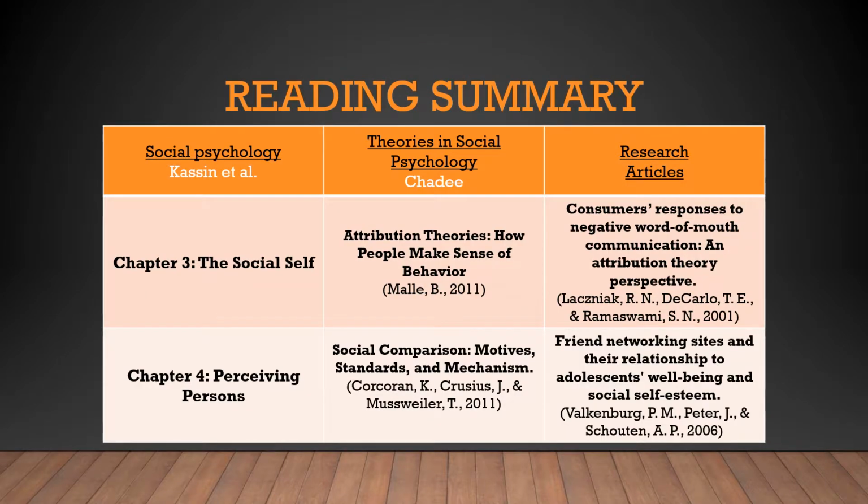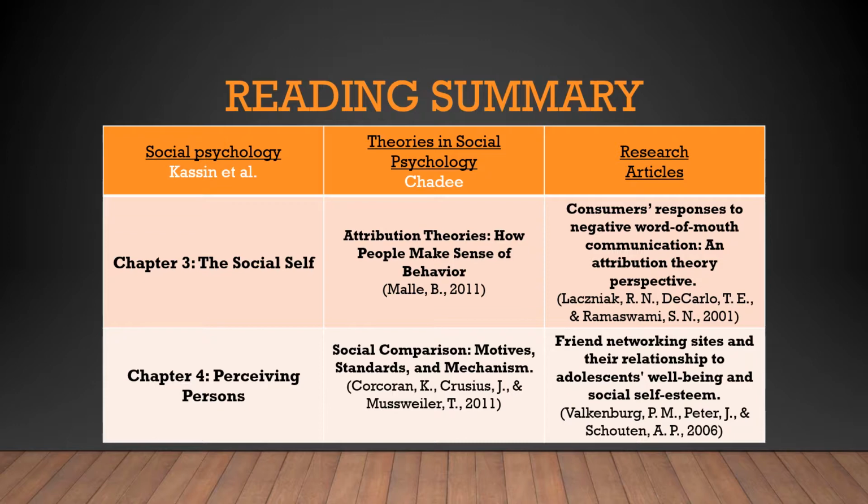The textbook Social Psychology by Kassin, Chapter 3, The Social Self, covers the topics of the self-concept, self-esteem, self-presentation, and the multifaceted self. Chapter 4, Perceiving Persons, covers the topics of observation, attribution, integration, confirmation biases, and social perception.